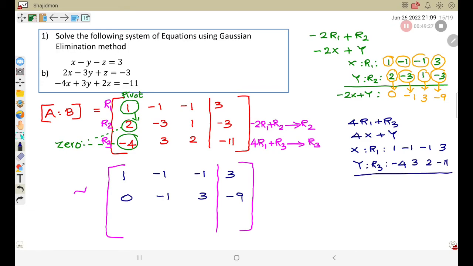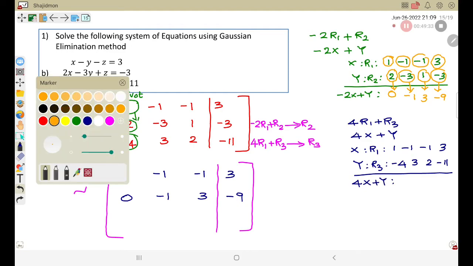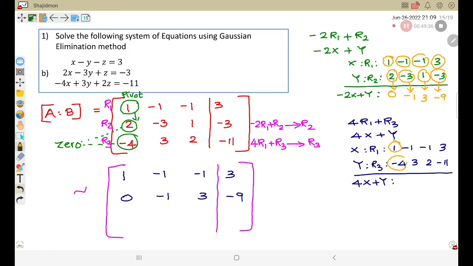For your understanding I am writing on this side. Then you can calculate 4x plus y one by one. Press the calc button. 1 and minus 4 first, you will get 0. After that again press calc minus 1 and 3, you will get minus 1. Again calc minus 1 and 2, you will get minus 2. Then calc 3 and minus 11, you will get 1. Okay. So I can write here the third row: 0, minus 1, minus 2 and 1. You can check in the calculator after.